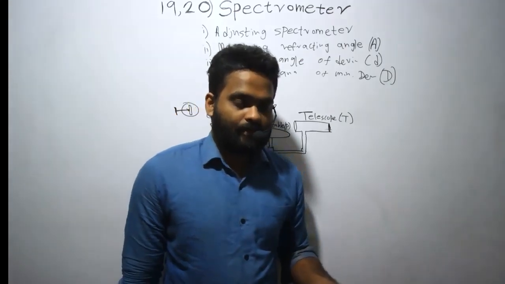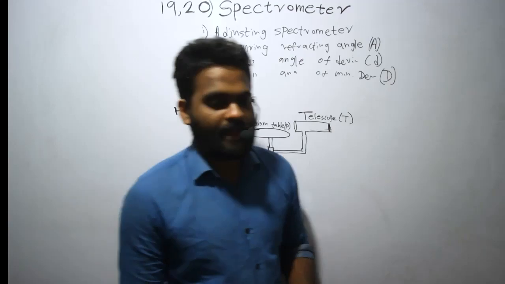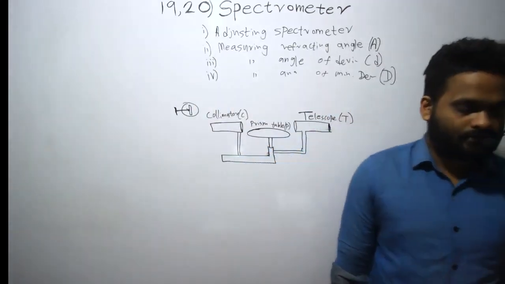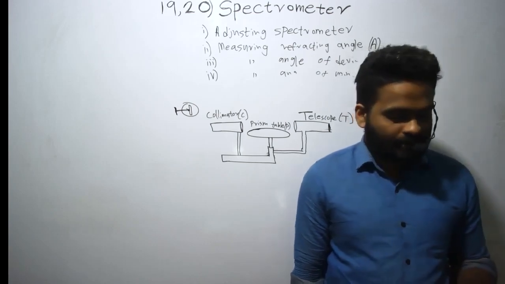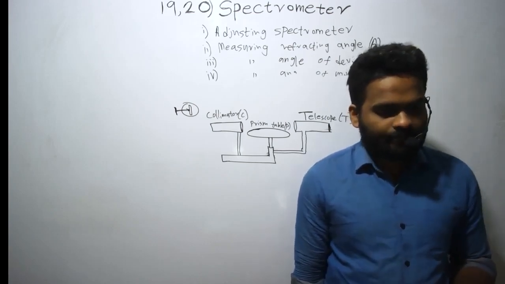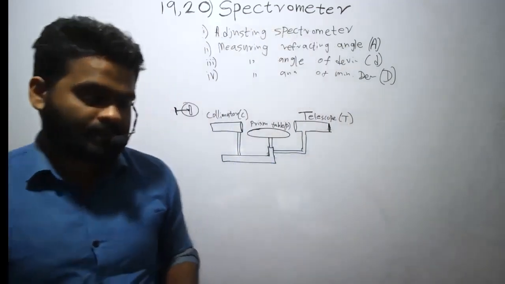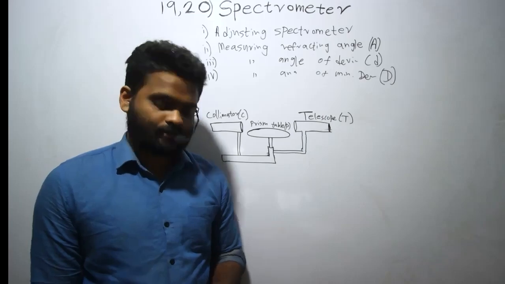Then to the same line, right? Collimator, capital C, is fixed to the spectrometer stage. Collimator, capital C, is fixed to the spectrometer stage.